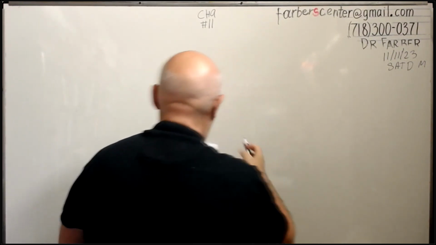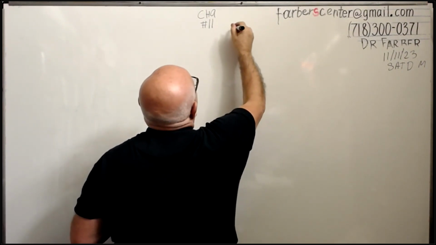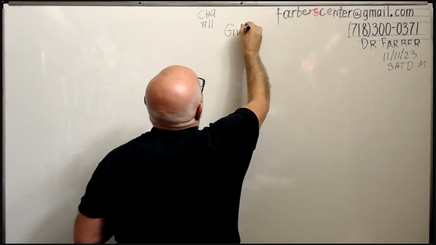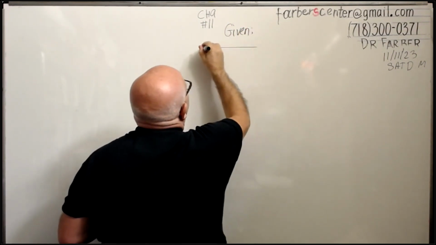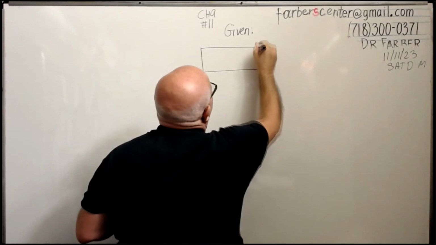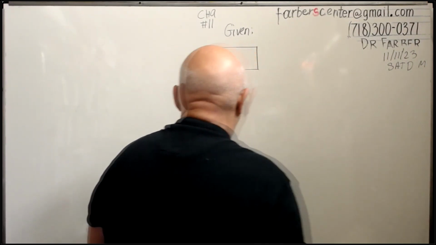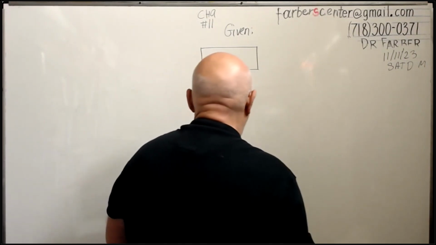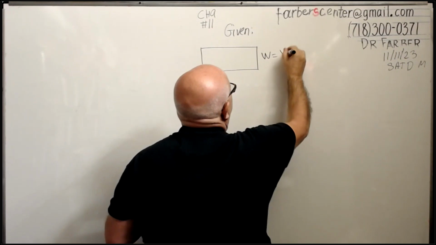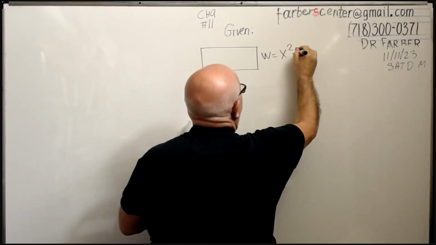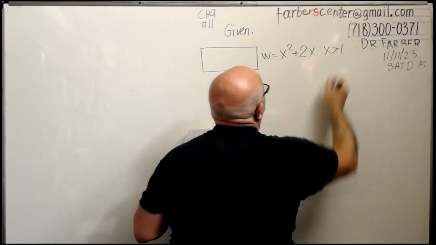So they give a rectangle. What is given, first of all? Given a rectangle. I make a small rectangle, I need room. And they said one side, the shorter side, let's name it width, equals x squared plus 2x, and x is greater than 1.